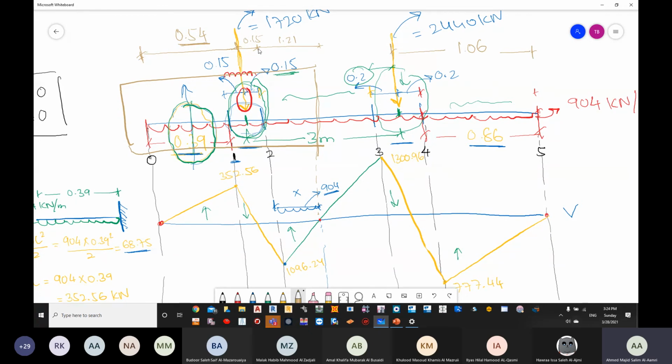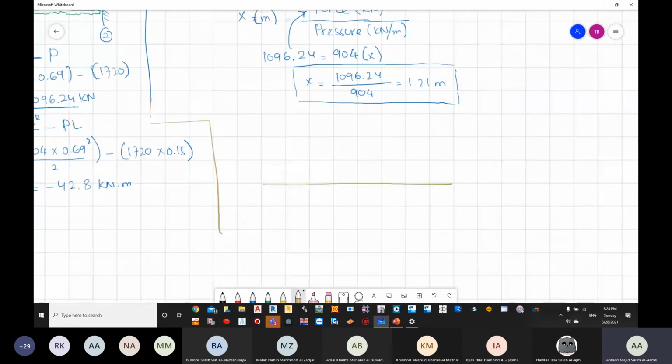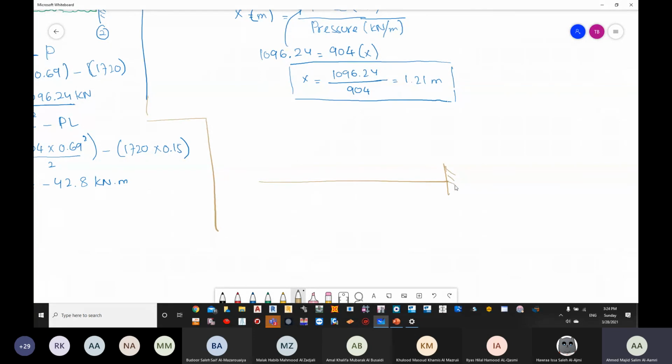Can you give me how much is this value? Any person? It is going to be 1.9. Okay. So this is going to be the distance that we have a pressure here. Okay. The distance is 1.9 meter. So I have just drawn 1.9 meter.